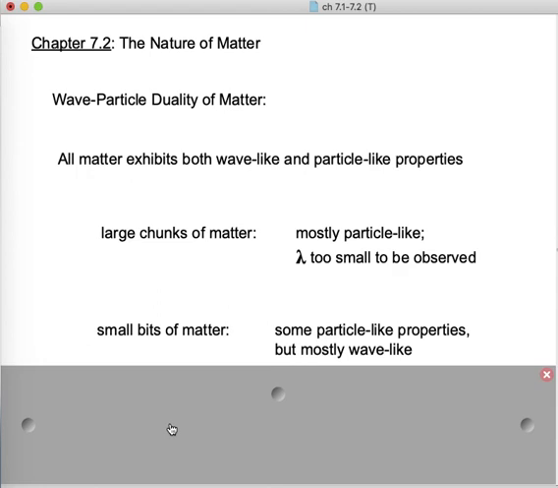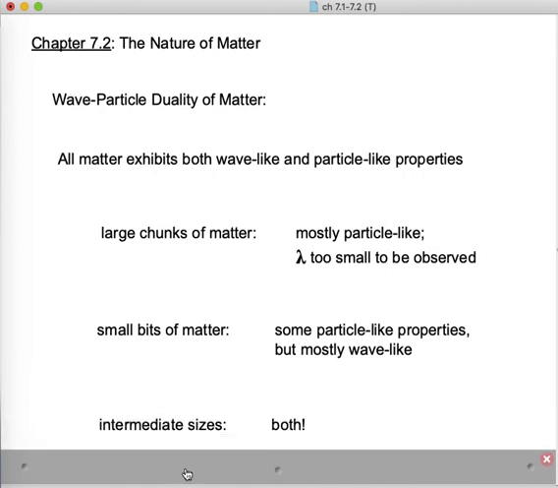Small bits of matter, like photons, and a photon is not matter per se, but it can behave like matter, have mostly wave-like properties, but they do have some particle-like properties, whereas intermediate sizes like electrons have both. Electrons are particle-like in that they have mass, but they're wave-like when they travel through space. Experiments show that a beam of electrons has wavelength and frequency and does everything else that waves can do, and that will have important significance in upcoming sections. And that's pretty much all.